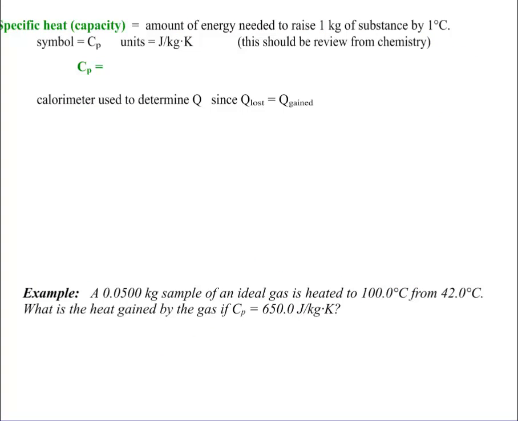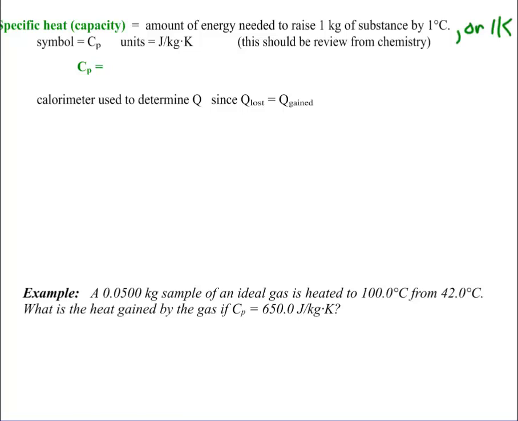Specific heat. This is a quantity that you dealt with when you were in chemistry. We will review it a little bit here. Specific heat is the amount of energy that you need to raise, this time we're using kilograms instead of grams, 1 kilogram of a substance by 1 degree Celsius, or Kelvin. The symbol for specific heat, in this course, we're going to use capital C for capacity, and we're actually going to have two of them.